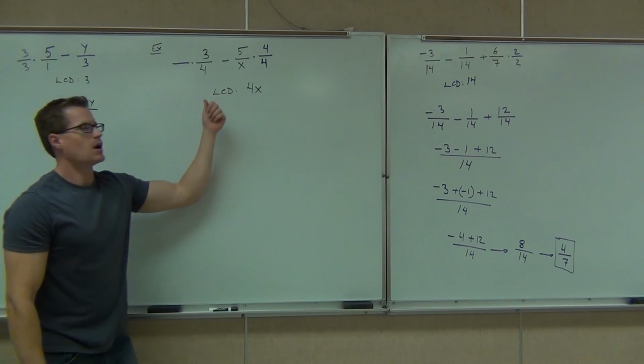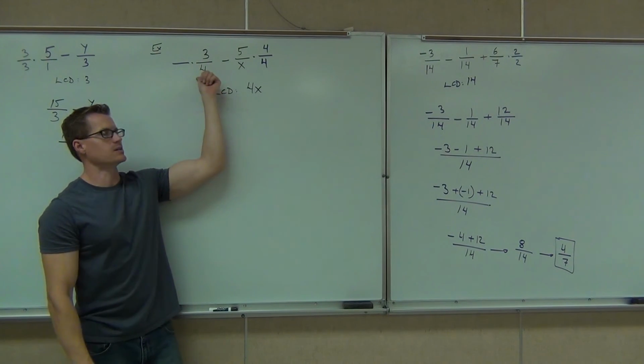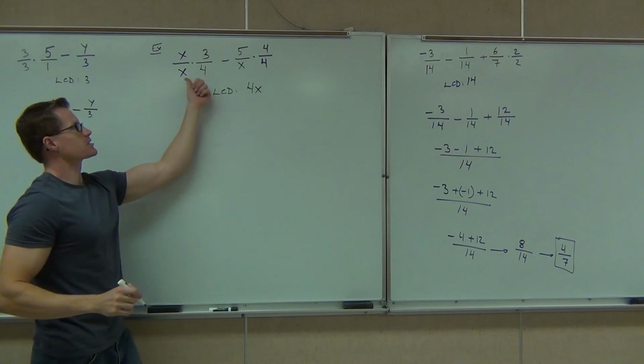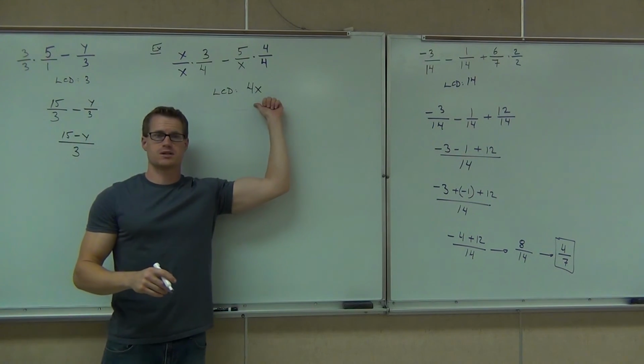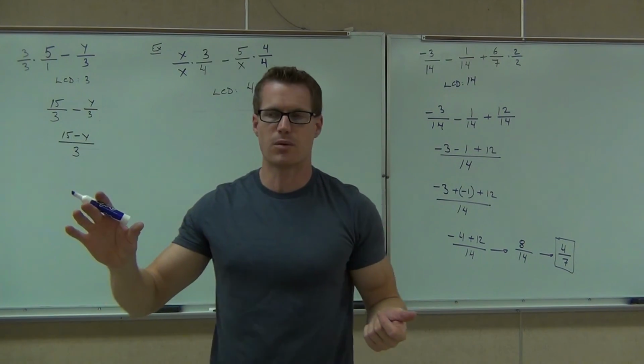Now let's look over here. I've got 4, I want 4x. What am I missing? X. Multiply by x. Is x times 4 equal to 4x? Am I going to get that 4x that I want? Okay. As long as you do both the top and the bottom, you're okay on this problem.